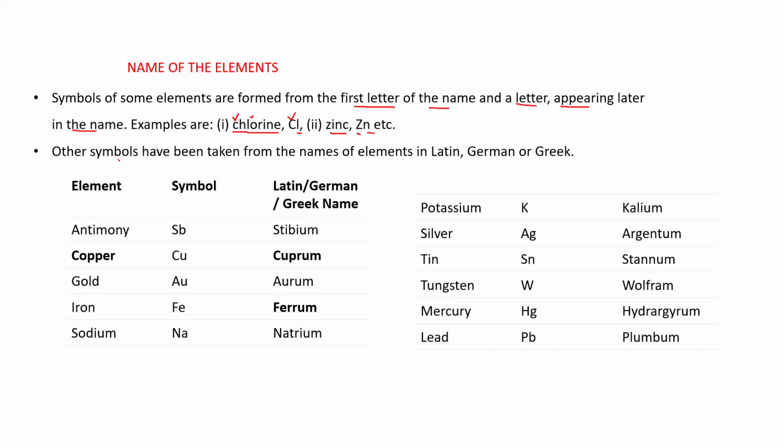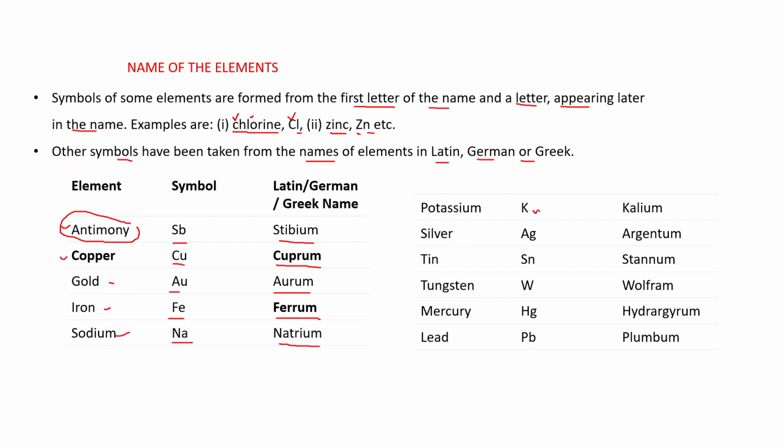Other symbols have been taken from the names of elements in Latin, German, or Greek. You see some examples, like antimony. The symbol is Sb, but in its name, S and B both are not coming. Actually, its name is stibium. Okay. Then copper, this is Cu, taken from cuprum. Gold, Au, taken from aurum. Iron, this is Fe, taken from ferrum. Sodium, Na, taken from natrium.